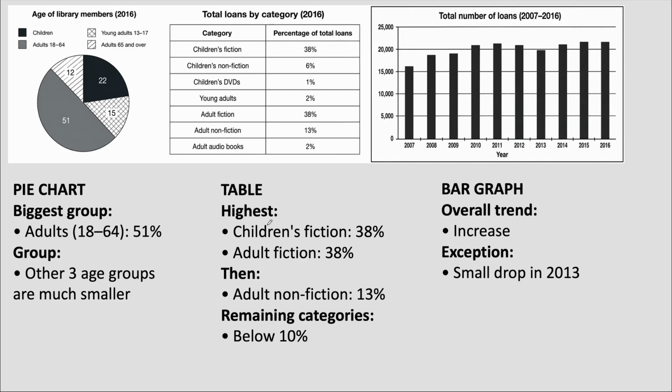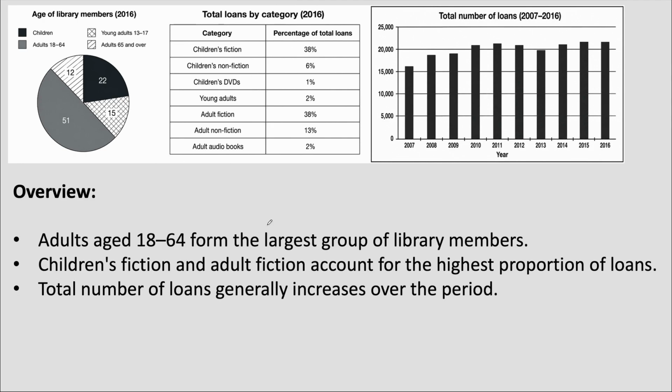In this question, however, the 3 charts are not connected in that way. They all describe the same library, but they don't help explain each other. So we'll describe each chart separately. From this planning, we get a good idea of what we'll include in the overview.